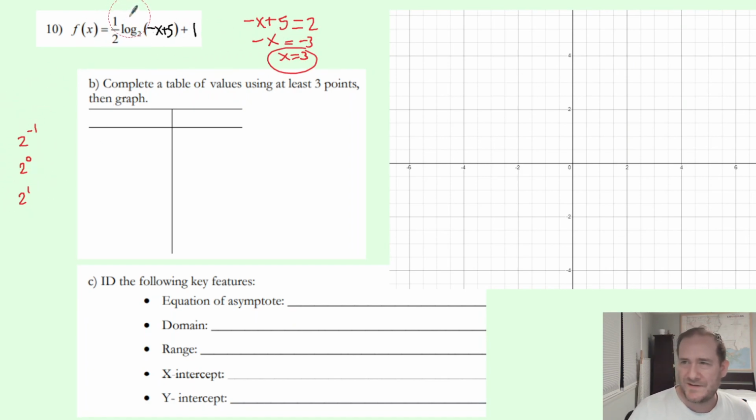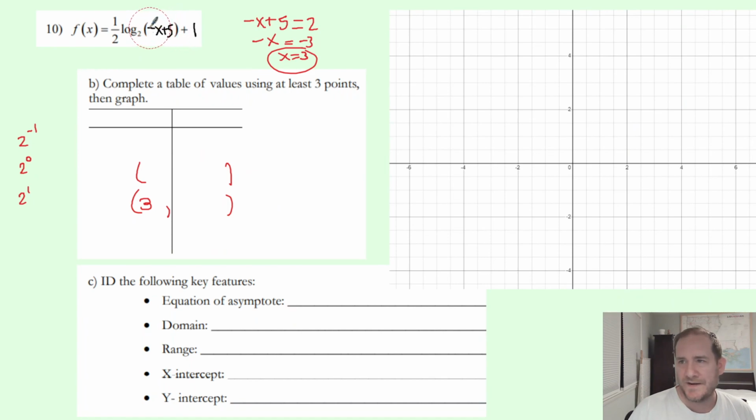But of course, that's obvious, right? -3 plus 5 is 2. You should be able to do this in your head. Not always, but for this one you probably should. So certainly 3 is a well-chosen x value because it gives us 2, and log base 2 of 2 is very easy to evaluate. Next, 2 to the 0 is 1.